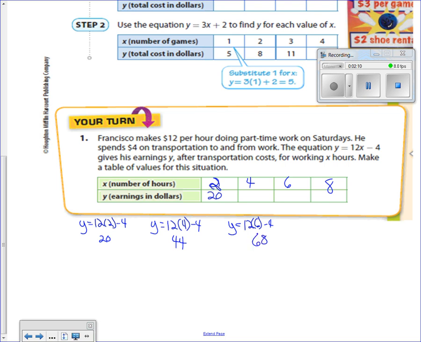And the last one, 12 times 8 minus 4. That's going to give us 92. We're just going to plug those numbers into our table: 20, 44, 68, and 92. Okay. So that's all we have to do to make the table. That's making a table.